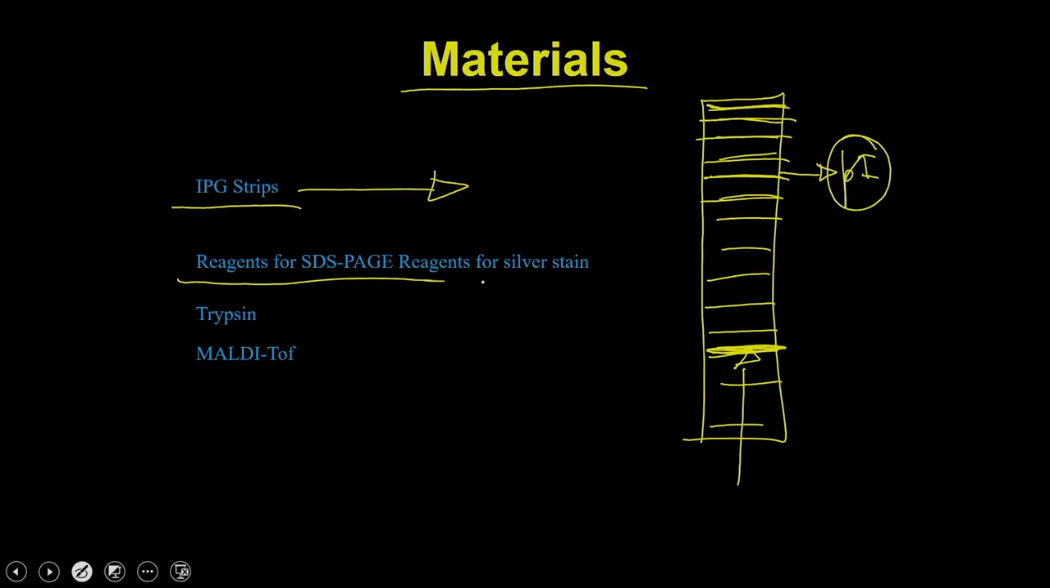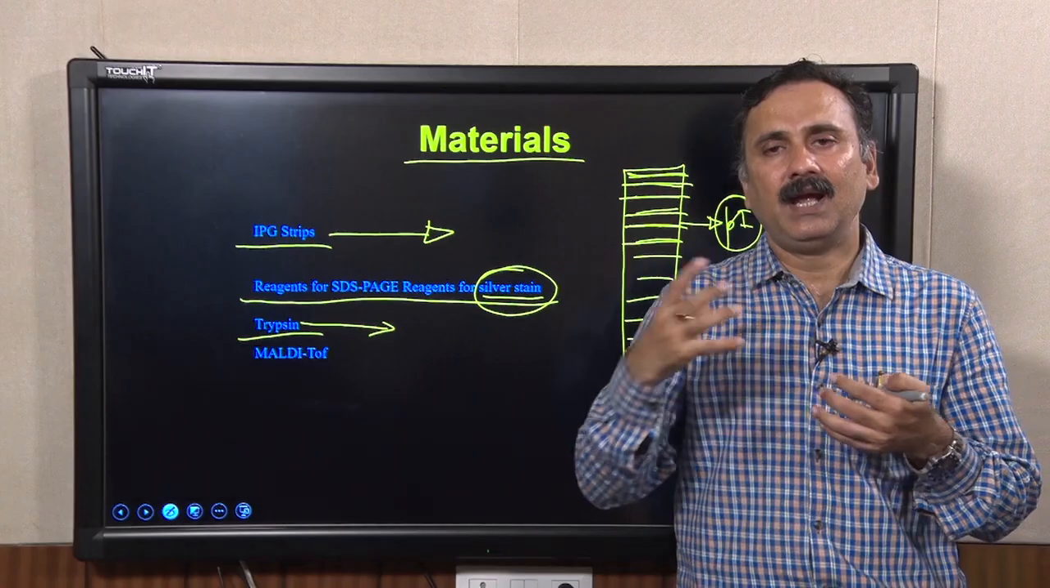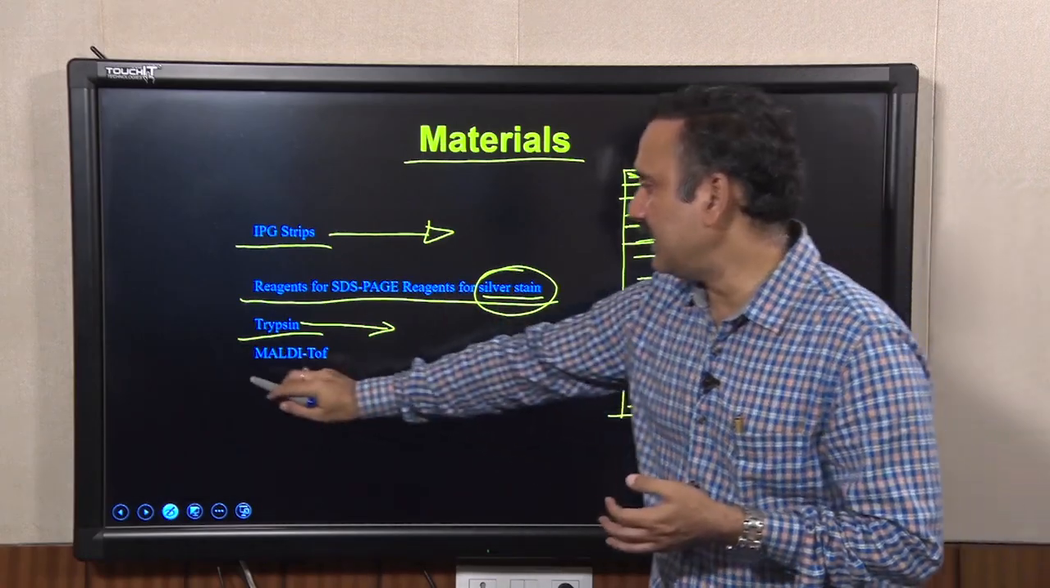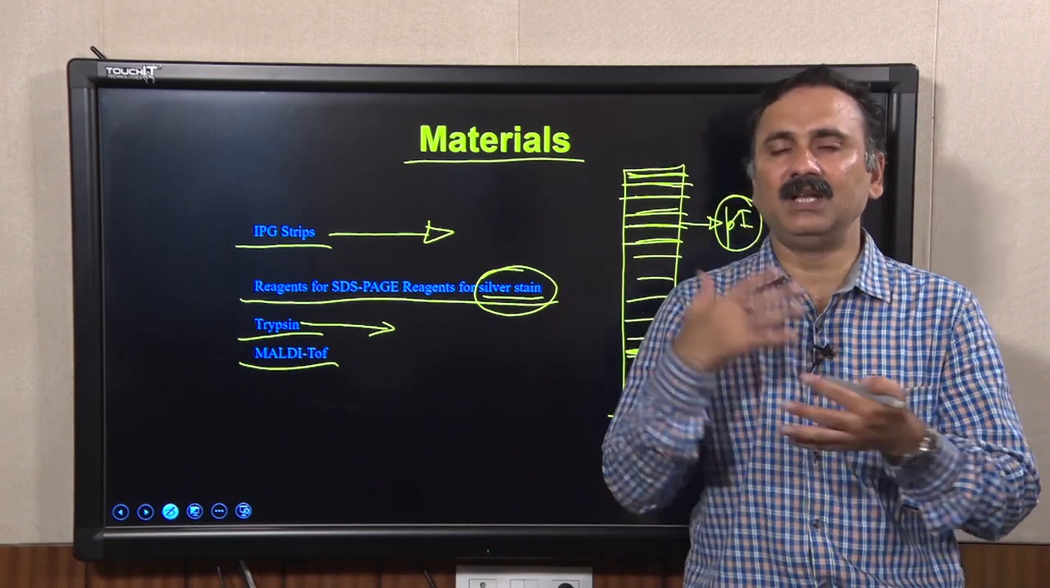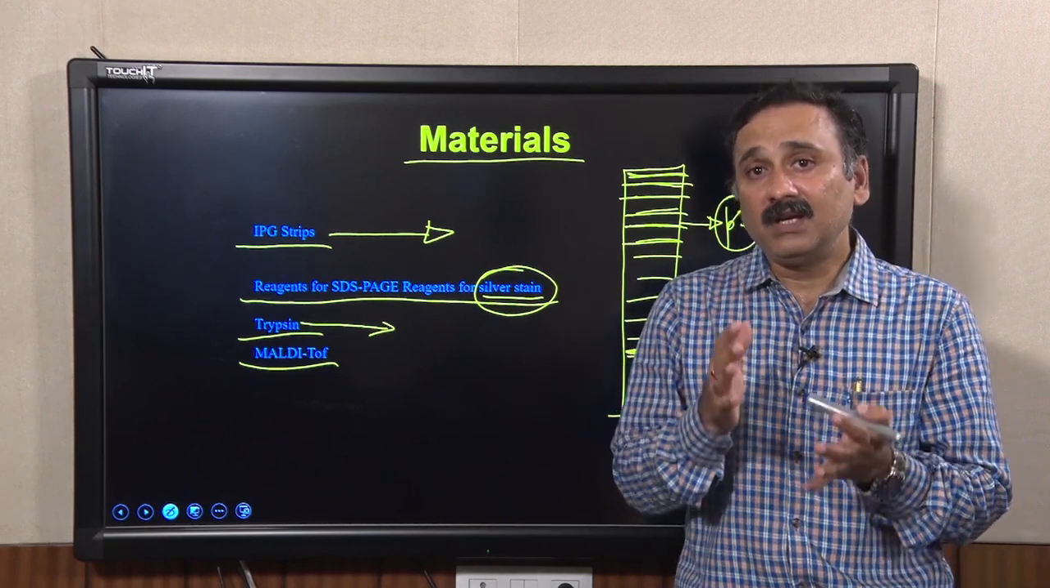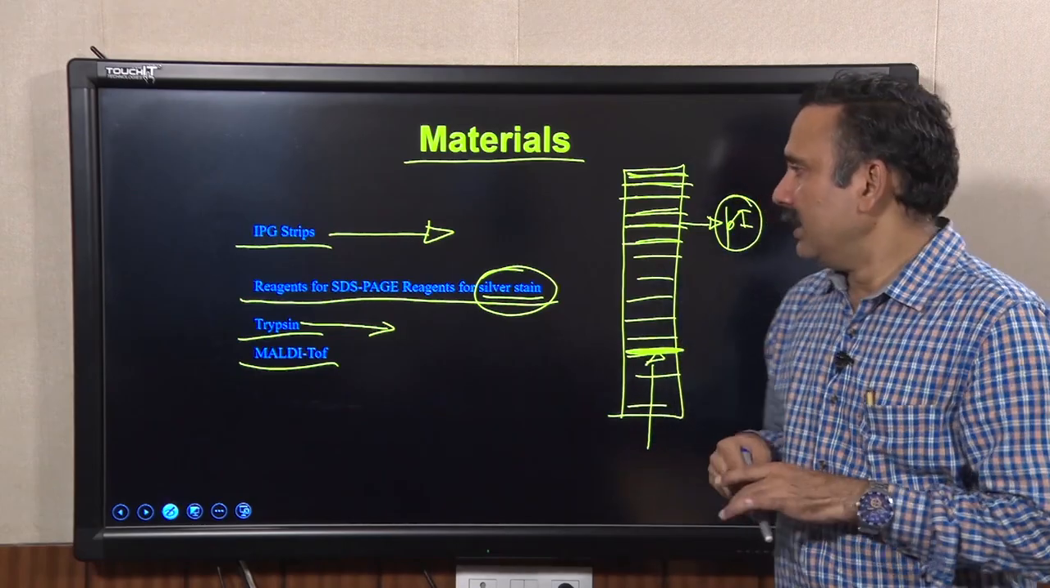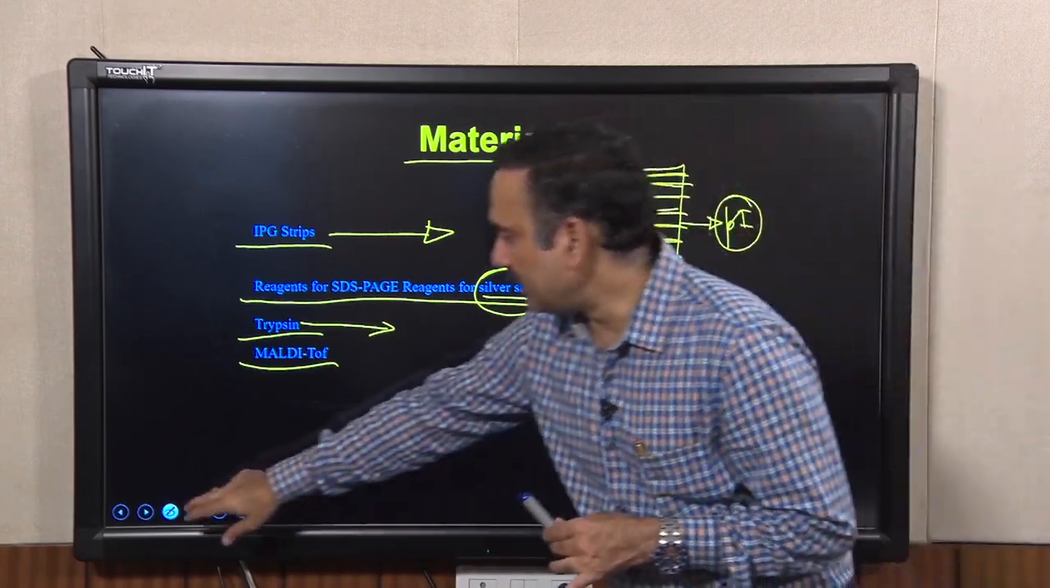Then you need reagents for the SDS-PAGE, and because you want sensitive detection, you also require reagents for silver staining. Then you require trypsin, because once you have these spots, you have to trypsinize them so that the proteins produce peptides. These peptides can then be analyzed by mass spectrometry to know the mass of the peptides, and then you will be able to identify that particular protein. This has multiple steps.